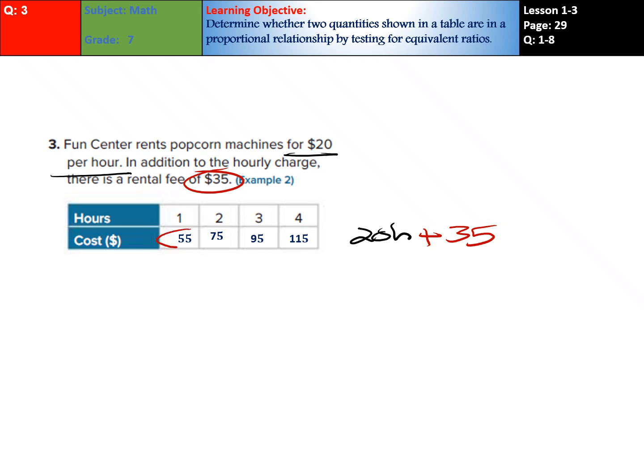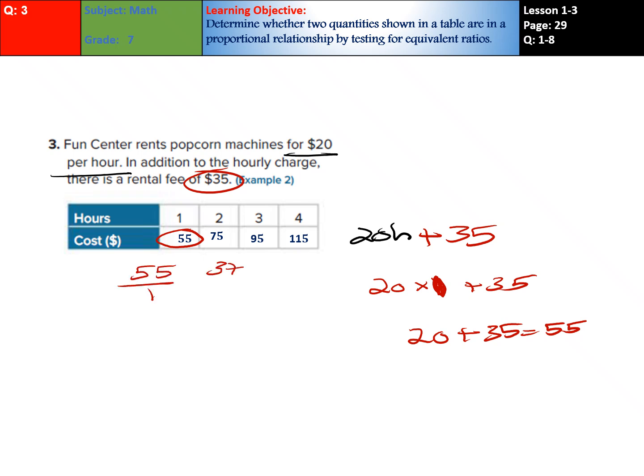55 is the first one, like when we replace H with 1, 20 times H plus 35. H is 1 here, 20 times 1 plus 35 is 55. This way we can continue, and for 2 it is 75, 95 and 115. Now for finding the unit rate, this is 55 over 1. This is 75 divided by 2, which is 37.5 over 1.